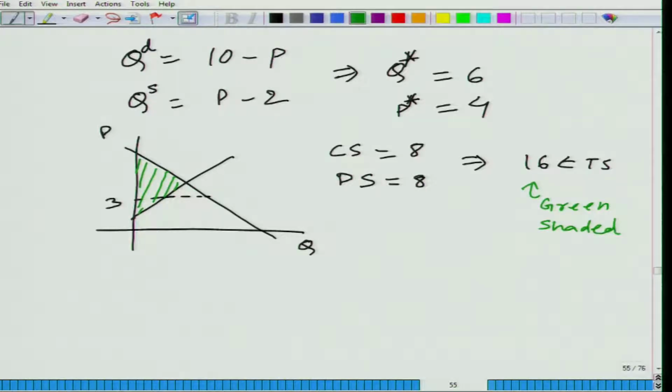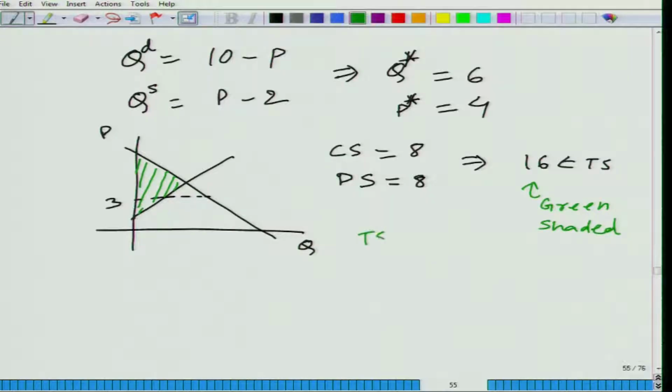And now, when government imposes a price ceiling of 3 units, what happens to the total surplus? How much is consumer surplus first? Total surplus is equal to consumer surplus plus producer surplus. So, we need to calculate first the consumer surplus. If I erase this shaded portion, can you tell me which area will give us consumer surplus in this case?